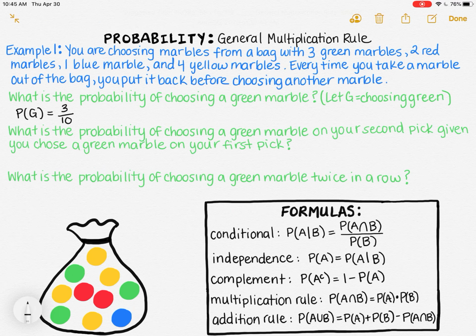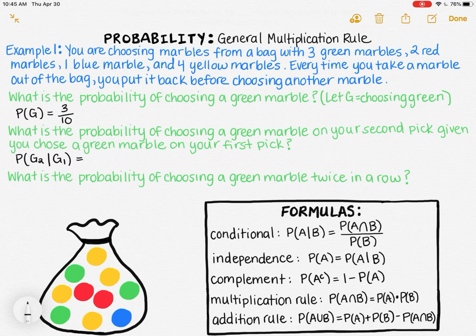What is the probability of choosing a green marble on your second pick given you chose a green marble on your first pick? Let's start by writing this using probability notation as well. I'm going to write P(G), and I'm going to use the subscript 2 to represent picking a green on the second pick, given we pick a green on the first pick, which I'm going to use a subscript of 1 on that G to represent.